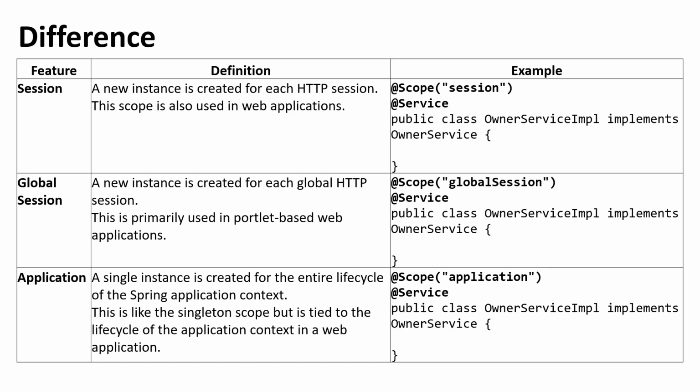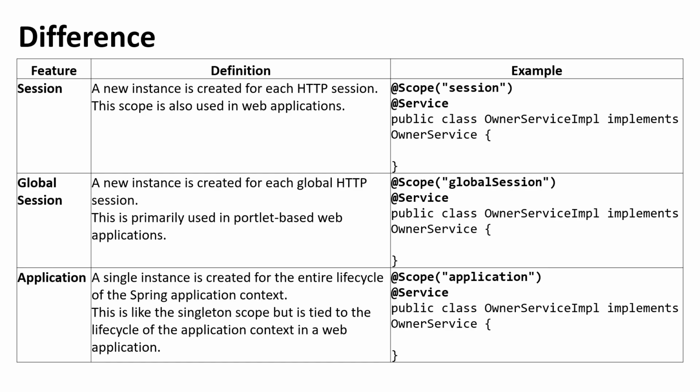The last one is application scope, and this one is similar to your singleton scope, but the only difference is that here it works for the web application. In the web application, instead of mentioning singleton, you can also mention application. Otherwise, here also it is for the complete life cycle of your application context. So that is the application scope. Hence we understood that there are 6 kinds of scopes.